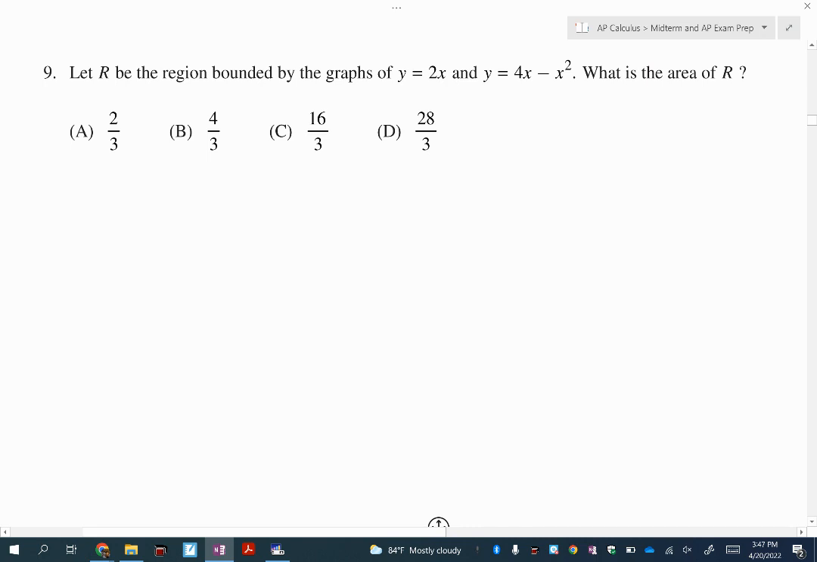If you read this question, R, capital R, is the region bounded by the graph of a linear function and the graph of a quadratic function. What is the area of R? Do you remember what question of calculus this is asking for? The area underneath the two curves. Very good. Or between the two curves.